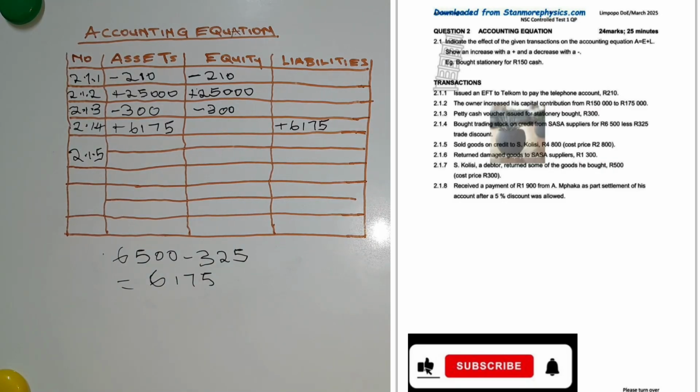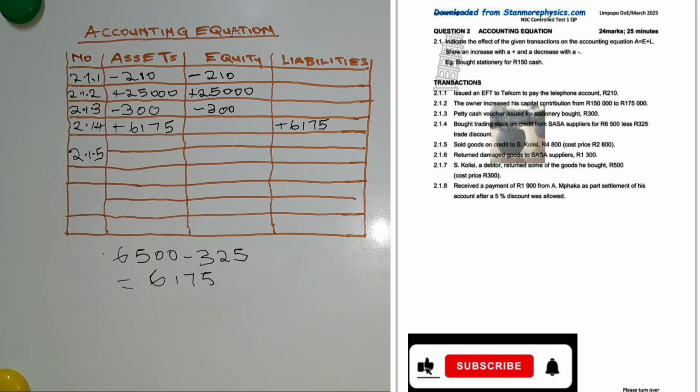Let's read the transaction. Sold goods on credit to Eskolisi for 4,800. The cost price of those goods was 2,800. From this one, you need to be careful. This one is going to affect four accounts. How? Firstly, Eskolisi is our debtor, since he or she bought goods on credit. So firstly, we are going to have debtors control and sales.